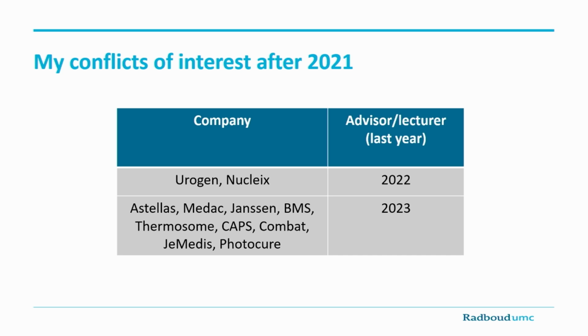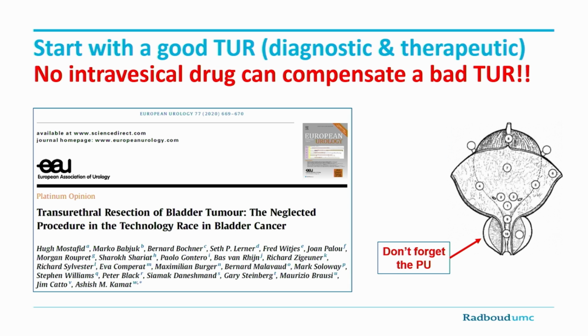Some conflicts of interest, not relevant. I think we emphasize enough: do a good TUR. Intravesical therapy cannot compensate for an incomplete TUR. It's one of the questions also in the poll. And don't forget the prostatic urethra.